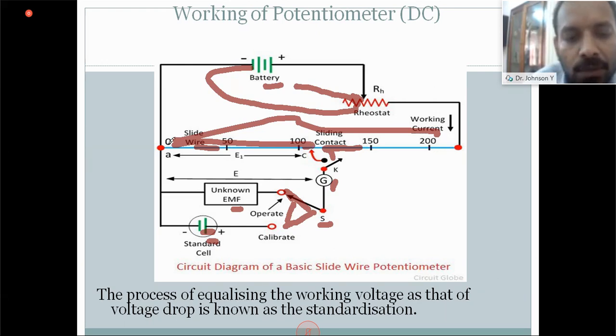At that time the standard cell voltage and this voltage drop are equal, or when it becomes equal we stop the movement of this key.